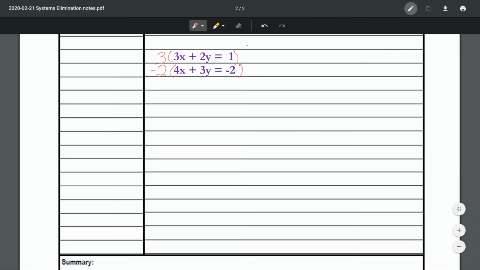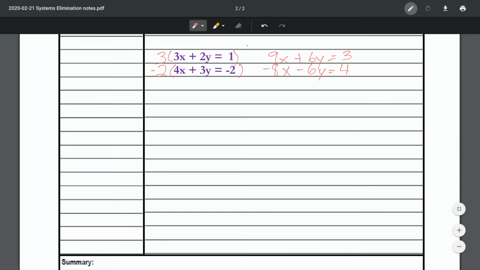So 3 times 3 is 9x, plus 3 times 2 is 6y, finally with 1 times 3 being 3. Negative 2 times 4x is negative 8x. Negative 2 times 3y is negative 6y. And negative 2 times 2 is positive 4.